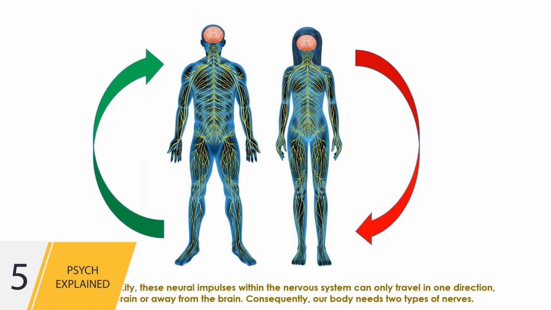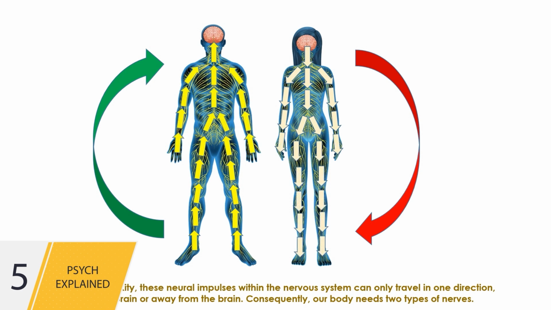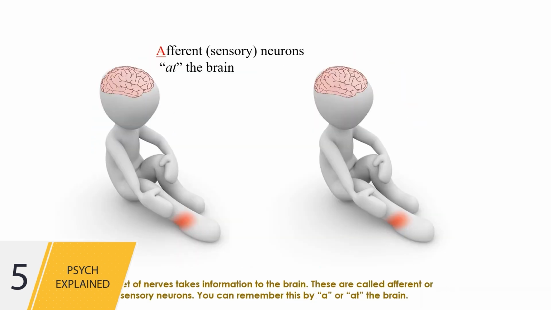Despite its complexity, these neural impulses within the nervous system can only travel in one direction, either to the brain or away from the brain. Consequently, our body needs 2 types of nerves. One set of nerves takes information to the brain. These are called afferent or sensory neurons. You can remember this by A for at the brain.